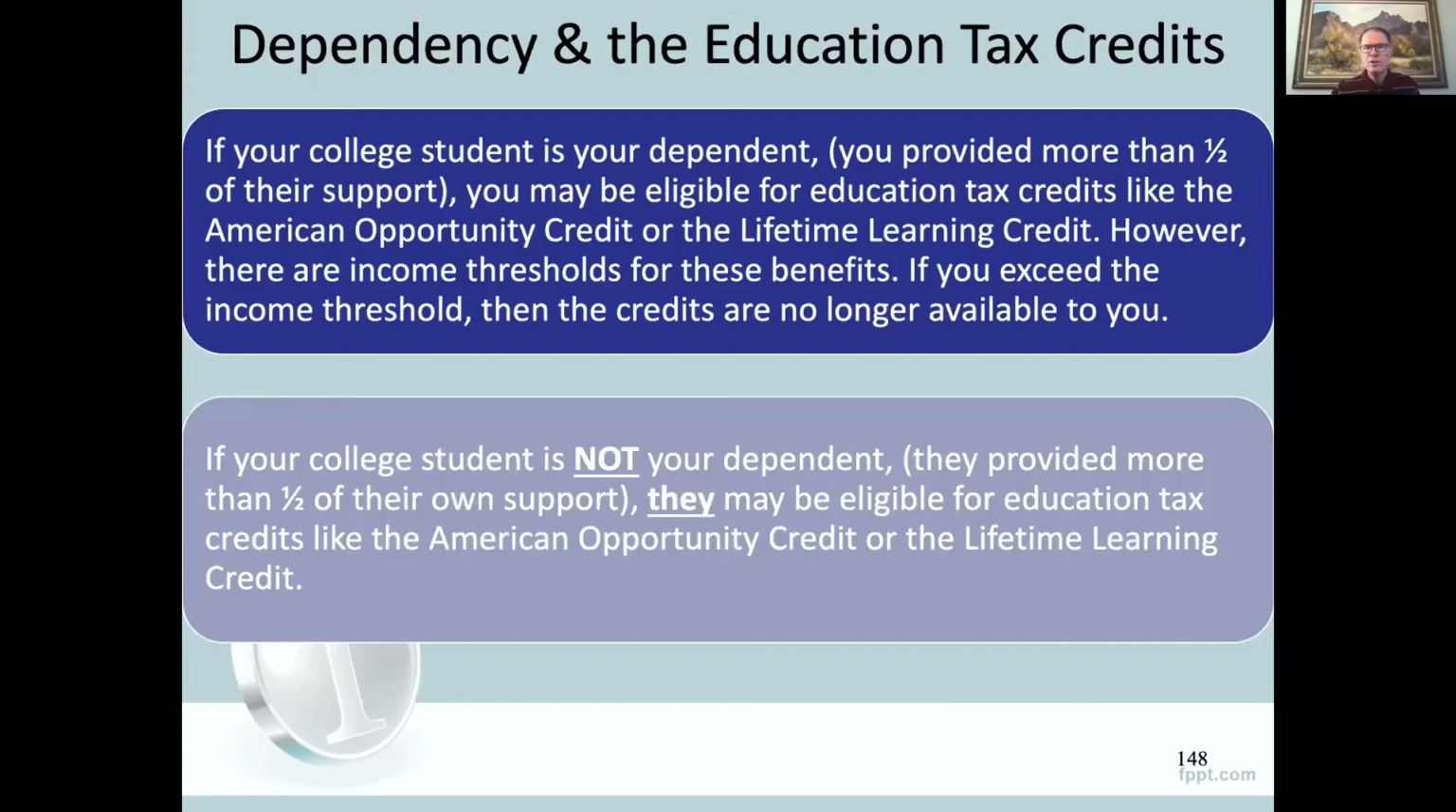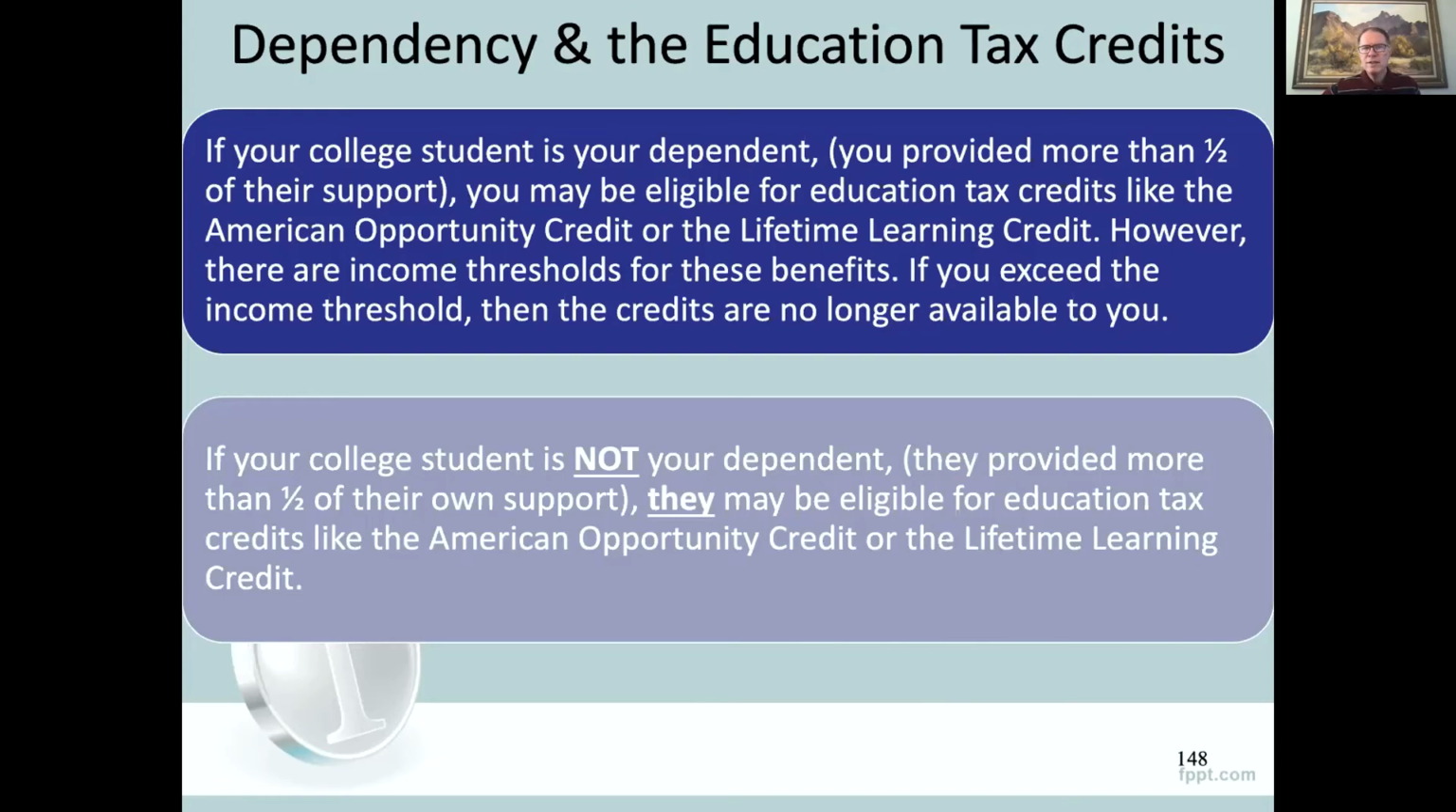Now, if your college student is your dependent, because you as the parent have provided more than half of their support, you may be eligible for the education tax credits. But there's also an income threshold for these benefits. So if your income is going to exceed $80,000 or $90,000, $80,000 is when it starts to phase out, $90,000 is when it cuts out. So if you exceed that income threshold, then the credits are no longer available to you. Most of the clients we deal with, all of the clients we deal with, fit this category. They don't have to worry about those income thresholds.